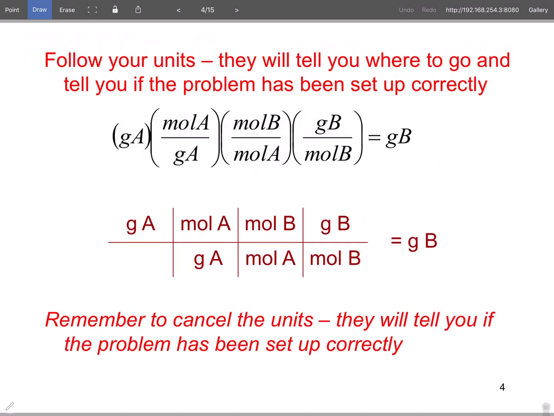What is critical is follow your units. You do not have to have a clue as to what you are doing. But if you follow your units, they will tell you where to go. Okay? So I always start with where I'm going because sometimes I get lost in a process. So we're going to start with the amount given. This is always the amount given. You don't want to use a conversion factor.